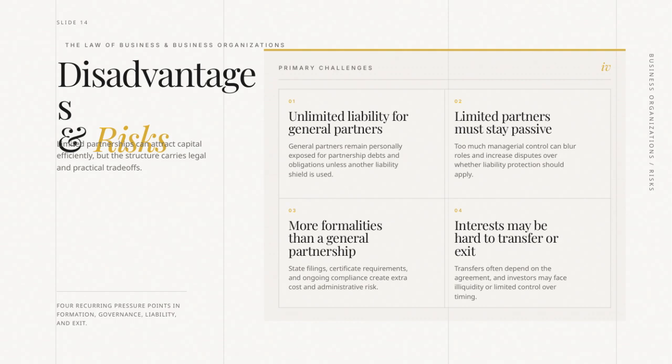If they take on too much managerial control, it can blur their roles and lead to disputes over whether they should still have liability protection. Third, limited partnerships involve more formalities compared to general partnerships. State filings, certificates, and ongoing compliance all add to the cost and administrative burden. Finally, transferring or exiting interests can be complicated. Often, transfers depend on the partnership agreement, and investors may face illiquidity or limited control over when they can exit. These four pressure points, formation, governance, liability, and exit, are crucial to understand when dealing with limited partnerships.